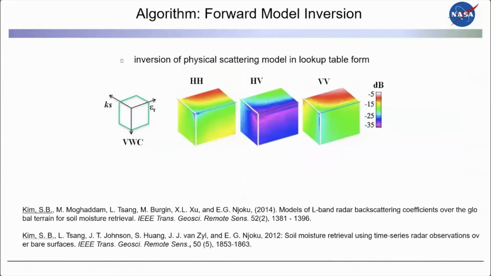This one, just one page, summarizes the algorithm. Like many inversion methods, we establish the model of the sensor and then invert it. So these cubes are population of the Ford model calculations in the polarizations of HH, HV, VV, and then we invert it.